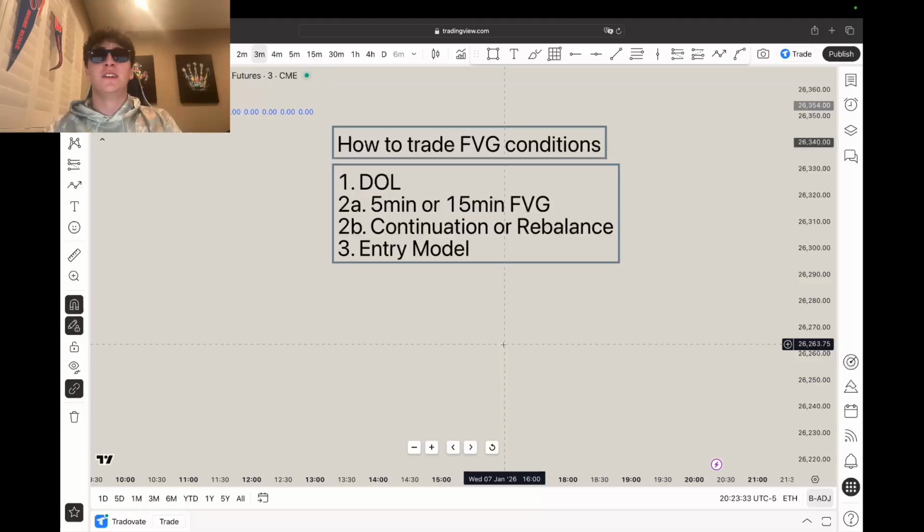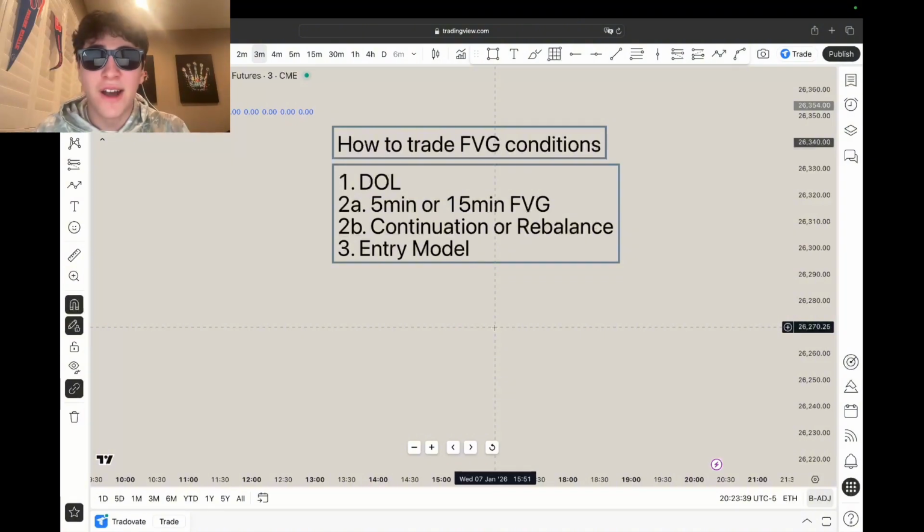Alright, so now from there, you want to figure out if it's continuation, and I'm going to get into examples for this, but for now, you're going to go, are we continuing up, going to our draw on liquidity, or are we rebalancing a fair value gap? I'll show examples of that, and then from there, entry model. This is just the basic framework of how to trade these conditions.